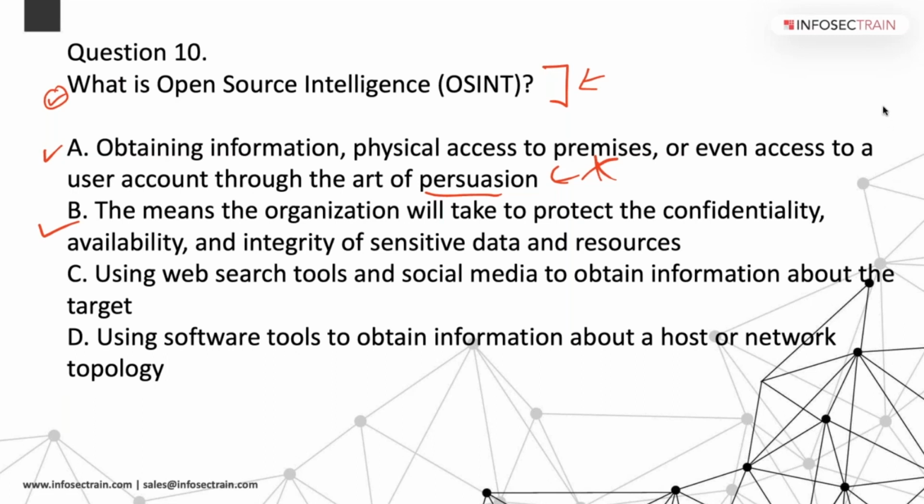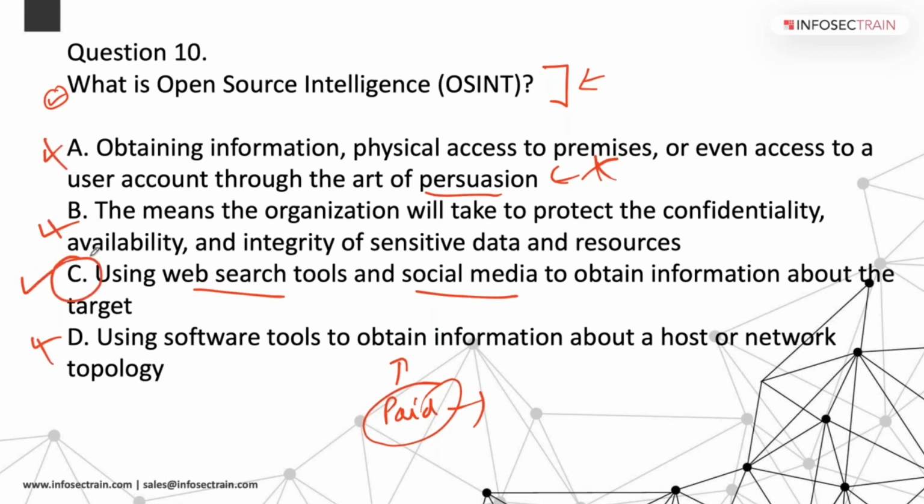of sensitive data and resources. Then your D is a software tool to obtain information about a host. So these could be paid kind of things. Paid is all good and fine, but one of the best things is available with the web search tool and social media, which is freely available. Those kinds of information are going to be part of it. So neither this, neither this, neither this.